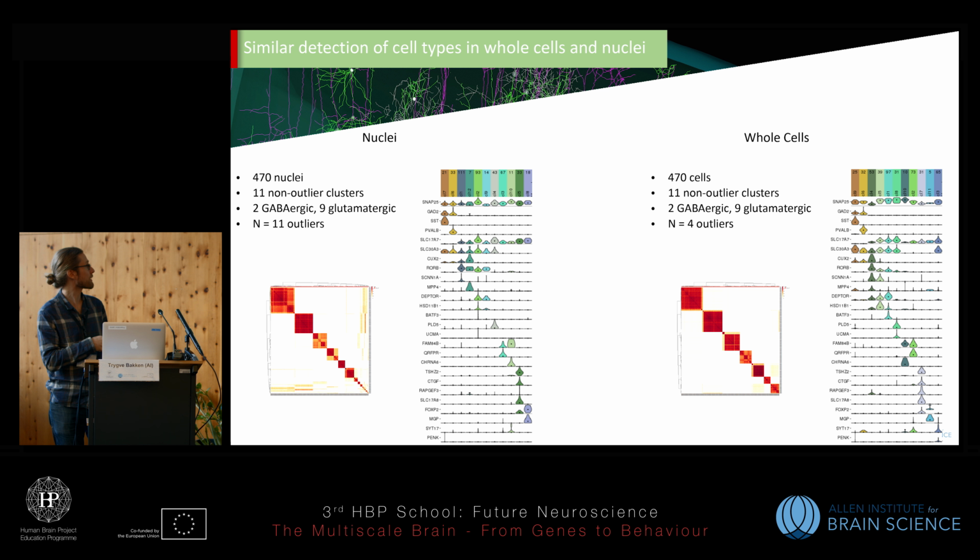So for these, I found 11 non-outlier clusters. 2 of these were inhibitory, 9 were excitatory. And here I'm plotting different marker genes for some of these clusters. Many of these marker genes were known because this is from primary visual cortex. We knew these from the nice study that's already been published. This is showing it for nuclei, and then the same exact process repeated for the whole cell data. And in general, you can see the pattern of markers is quite similar between the two.